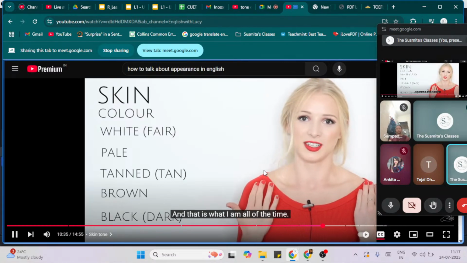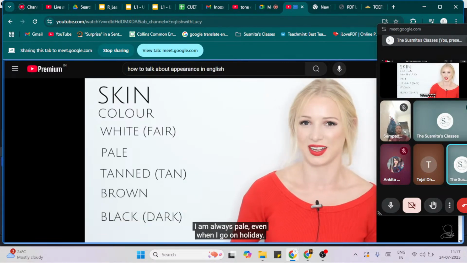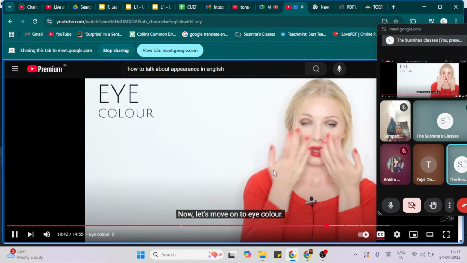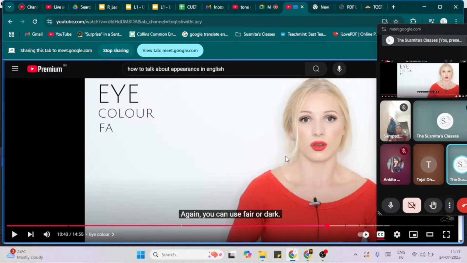What I am all of the time. I am always pale, even when I go on holiday. Now let's move on to eye colour. Again, you can use... Okay, for skin tone, we also refer to it as wheatish.